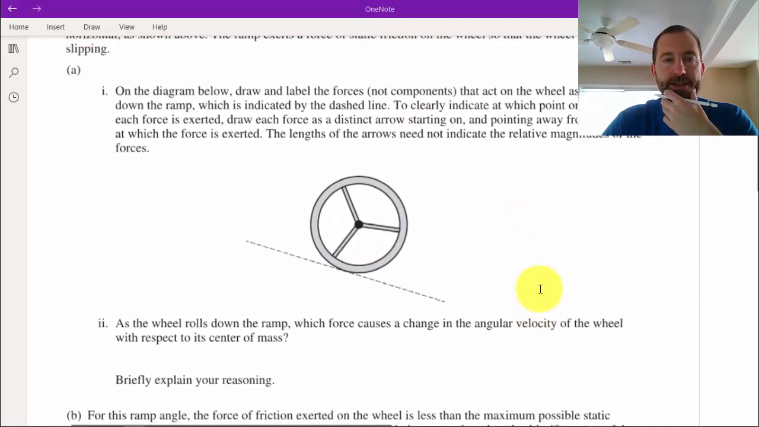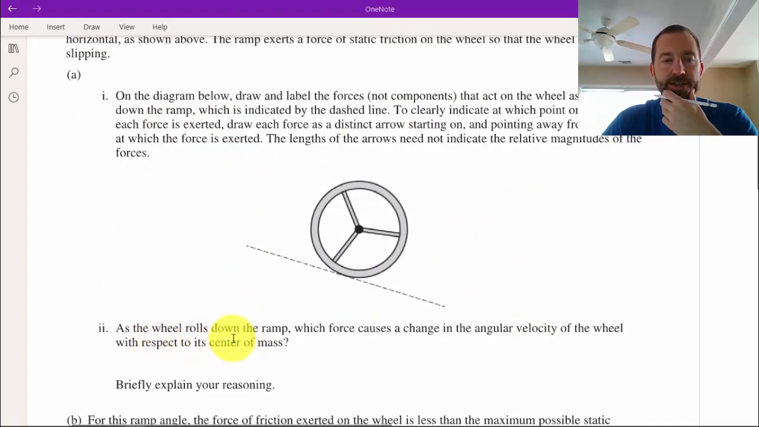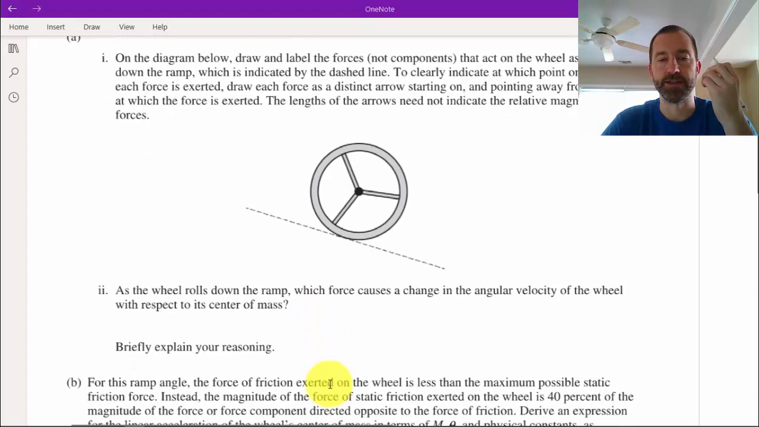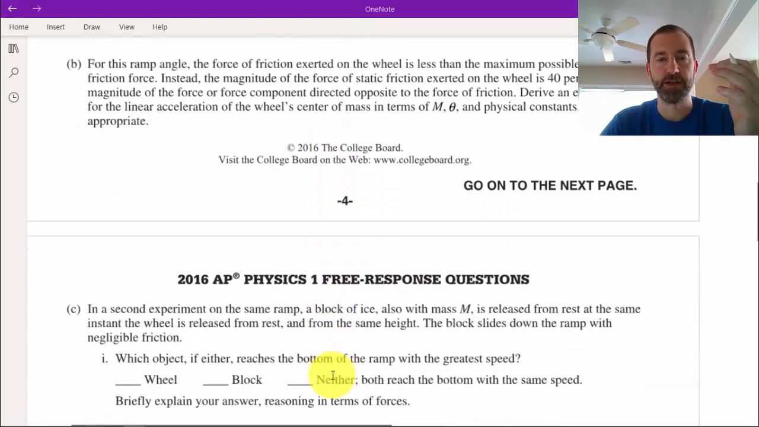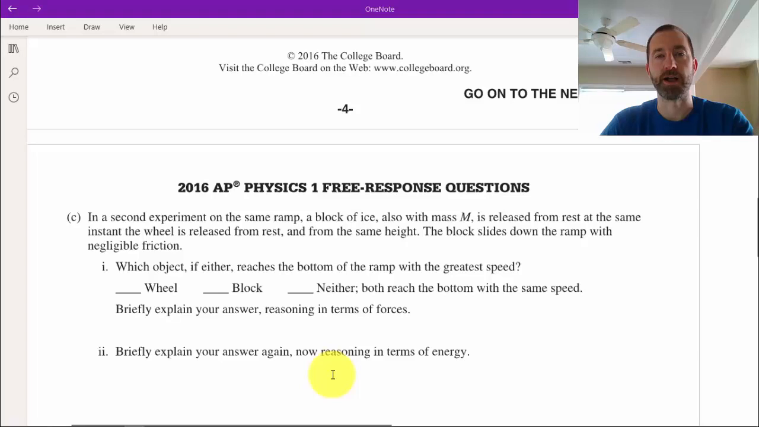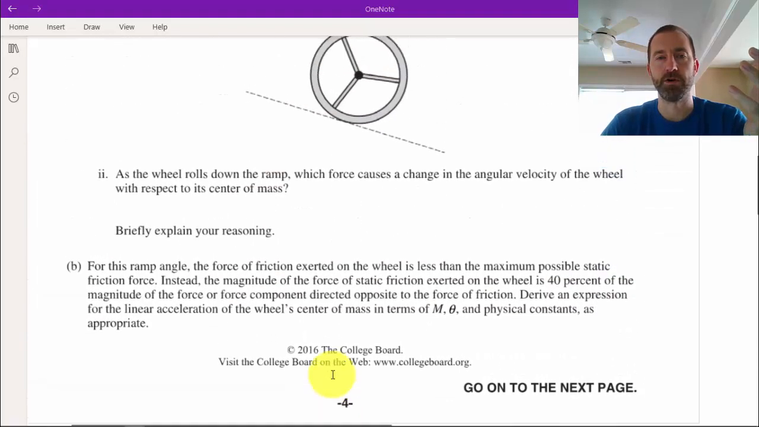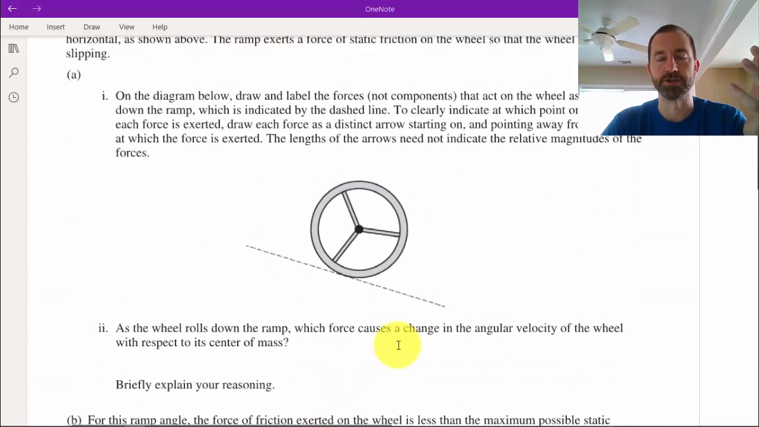For part A2, they say, as the wheel rolls down the ramp, which force causes a change in angular velocity of the wheel with respect to its center of mass? So this is where the rotational aspect comes in, with a brief explanation of our reasoning. Following that, they want us to do a little computational setup, but without any actual numbers. And then lastly, they say, what if we put a block of ice on there? What'll happen? So all in all, it's a pretty nice, straightforward question.